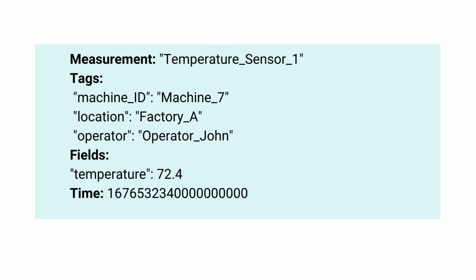Here is an example of how the data might be structured. Each entry in the database includes the measurement name, the set of tag values, the set of field values, and the timestamp. This kind of data structure allows for powerful and flexible querying. For example, you could easily query for all temperature readings from machine 7 in factory A over the past 24 hours, or calculate the average temperature reading from sensors operated by operator John over the past week.